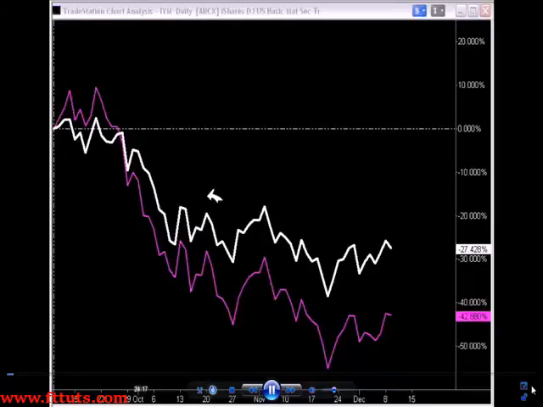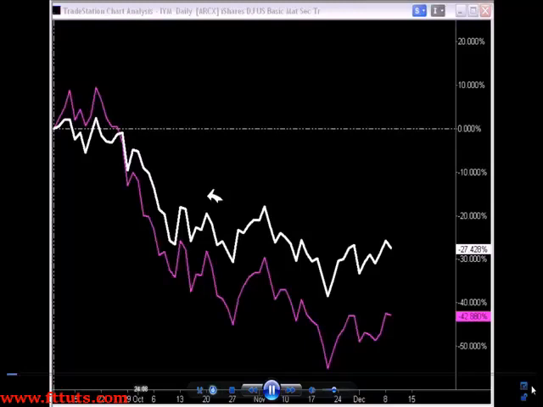Okay, welcome back to our discussion of relative strength. Now we're going to get into one of my favorite ways to approach relative strength. So hold on to your hats. This is something I use all the time and I love it. Okay, here's what we're going to do.